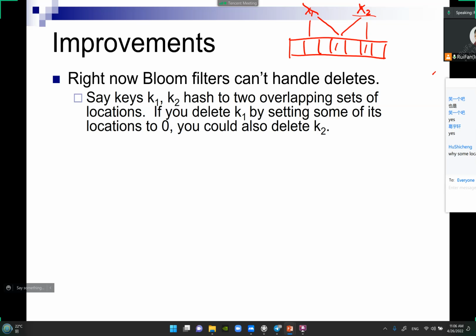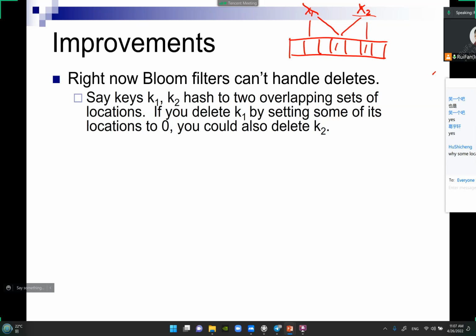Okay, and now if you do this, then when you go check for x2, you can see that x2 is still in the set, right? Because in order to check for x2, you're just going to check that all k locations it hashes to are larger than 0. If they're larger than 0, then you say that x2 is in the set. So now, by incrementing these positions, we've made it so that you can actually delete items.